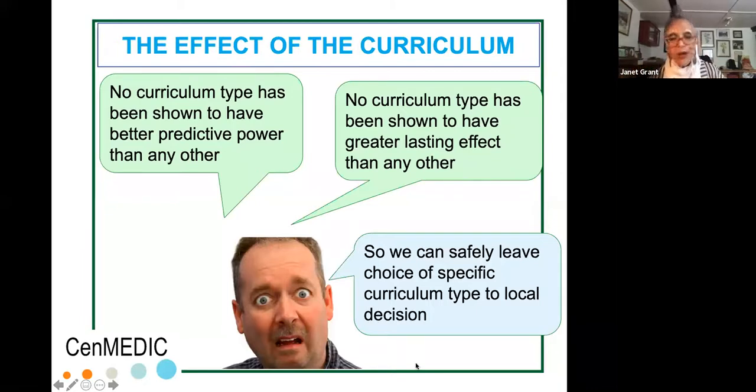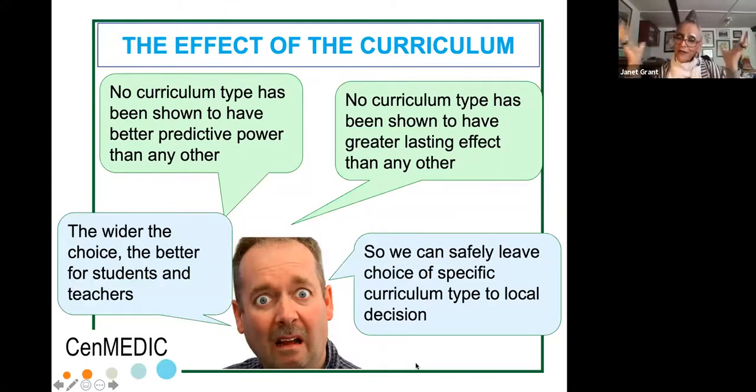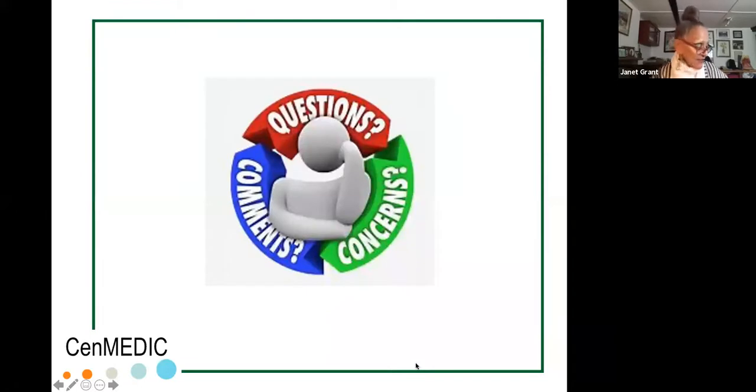And that's great, because every context is different from every other context. So as far as curriculum goes, the more they differ, the better, because they will respond to their local context, and the choice for students, and indeed places for teachers to work or researchers to work, will be wider. And that's better for students, better for teachers, and better for researchers. To have a wide choice of curriculum type is wonderful. So, any questions?